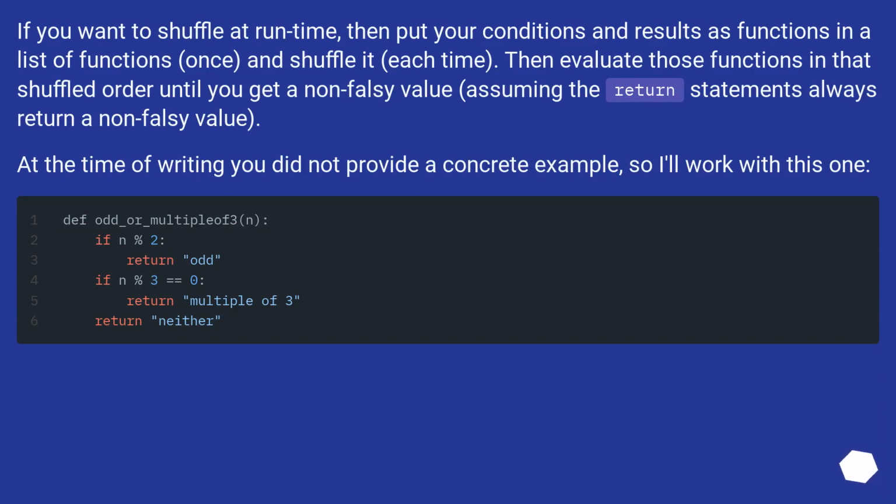If you want to shuffle at runtime, then put your conditions and results as functions in a list of functions once and shuffle it each time. Then evaluate those functions in that shuffled order until you get a non-falsy value, assuming the return statements always return a non-falsy value. At the time of writing you did not provide a concrete example, so I'll work with this one.